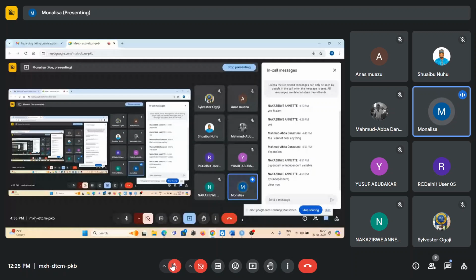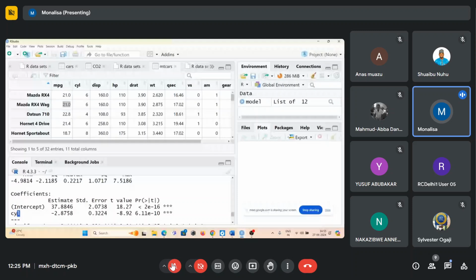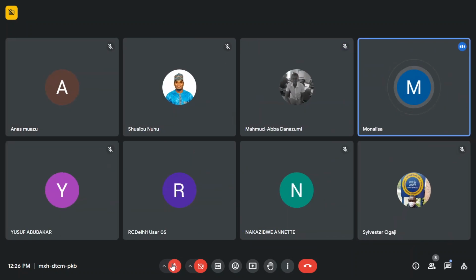This is the value that I want to get: if I change the value of cyl by this unit, what will be the actual mpg, the amount of mpg that I can predict? That is called your intercept, right? So many things are there. You see your RStudio, and I will explain that.